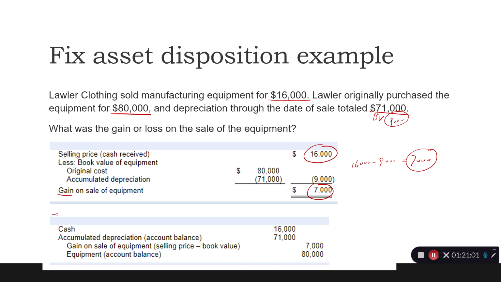And then the journal entry, of course, you're gonna debit the cash for $16,000. You're gonna get rid of the equipment, right? By crediting the equipment and debit accumulated depreciation, and you're gonna recognize the gain for $7,000 on the credit side.